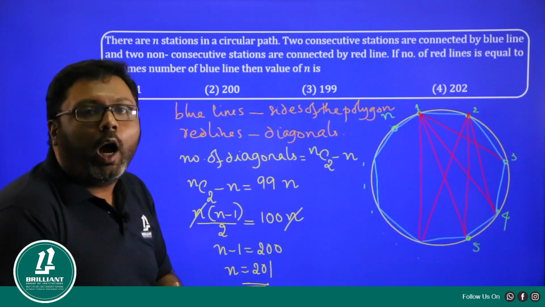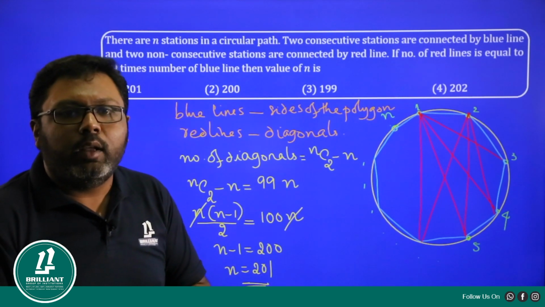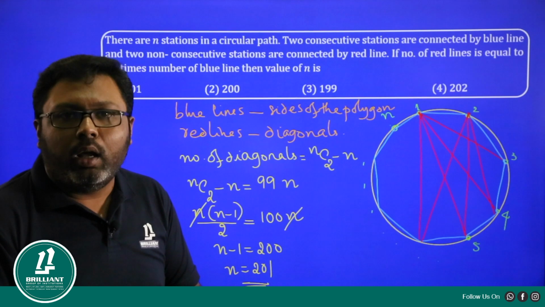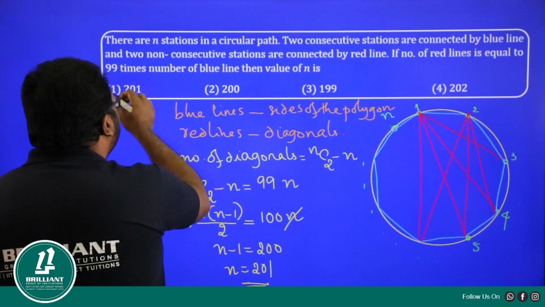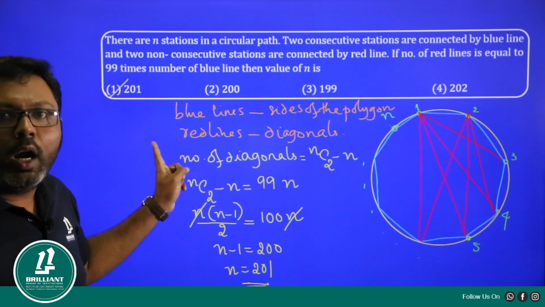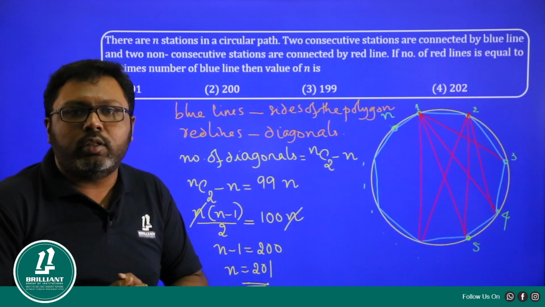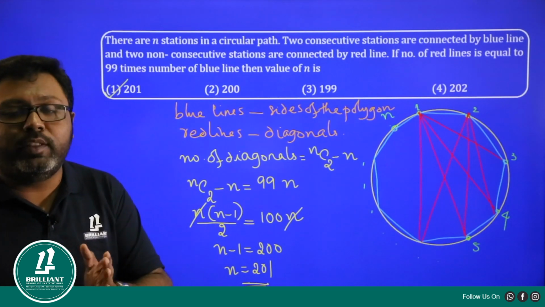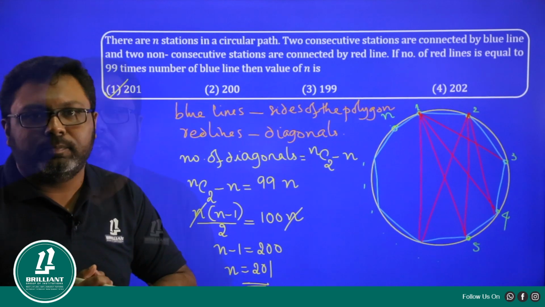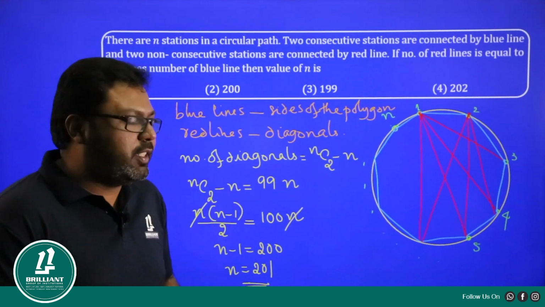201. So what is the value of n? The value of n is option 1, 201. I hope it's clear. Yes. Okay, now let's go to the next question.